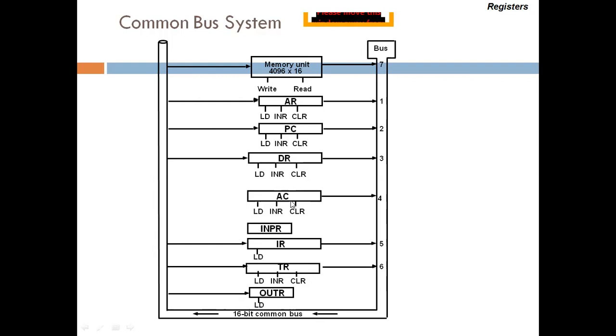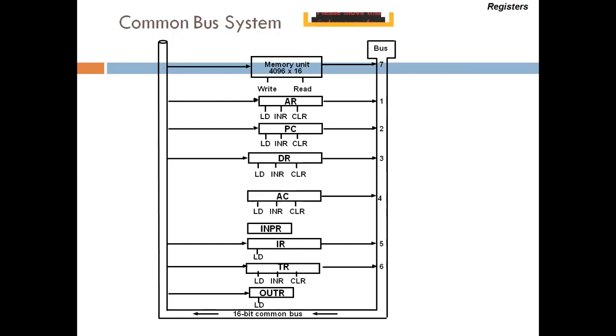Now here, see, all these 8 registers are connected with the 16-bit common bus system. AR and PC are 12-bit registers; DR, AC and IR are 16-bit registers; the input register and output register are 8-bit. Okay.